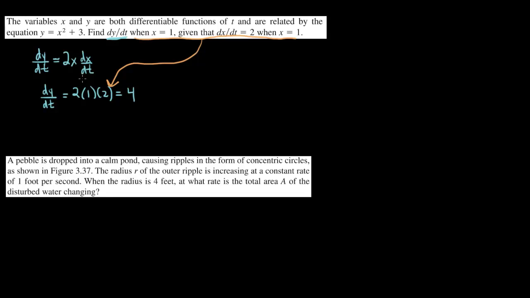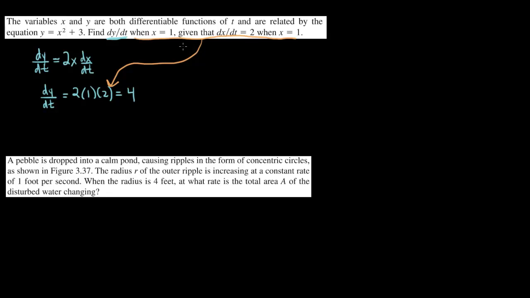And then after that, take the information you know. We were told that x equals 1, so we plugged in a 1. We were told that dx/dt equals 2, and that allowed us to solve for dy/dt right away. So dy/dt equals 4. That is, y is changing at a rate of 4 when x equals 1, and x is changing at a rate of 2. Okay? Easy enough, right?